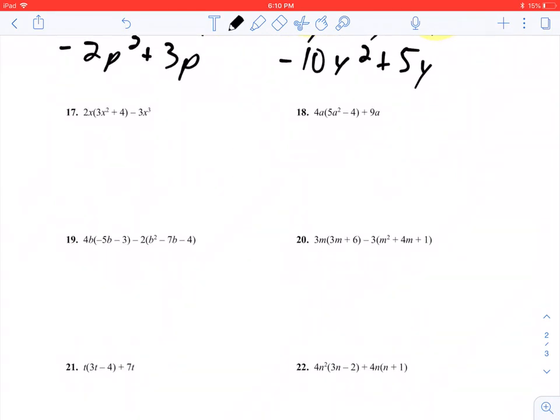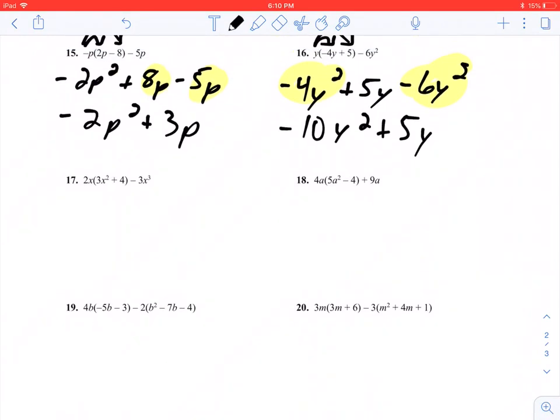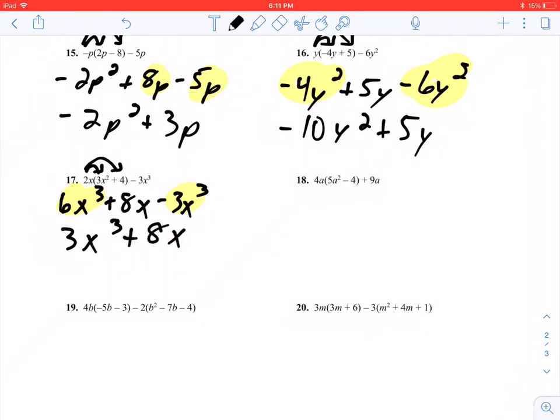That's your final answer for that one. Now the next one, the 2x needs to get distributed. So it's going to get distributed there and there. So we're going to have 6x to the third plus 8x minus 3x to the third. This and this are like terms. So 6x to the third minus 3x to the third is 3x to the third plus 8x.